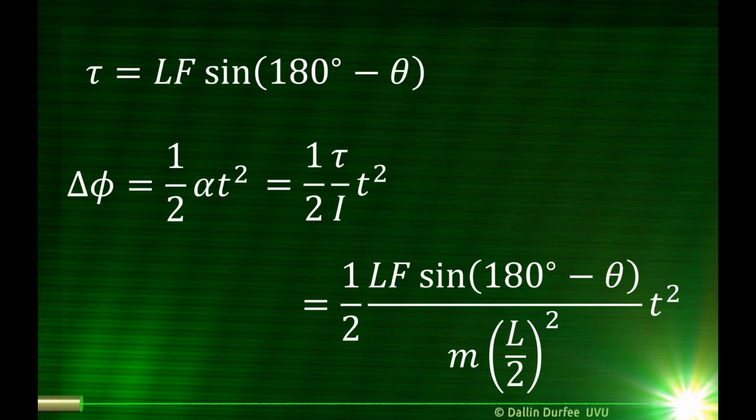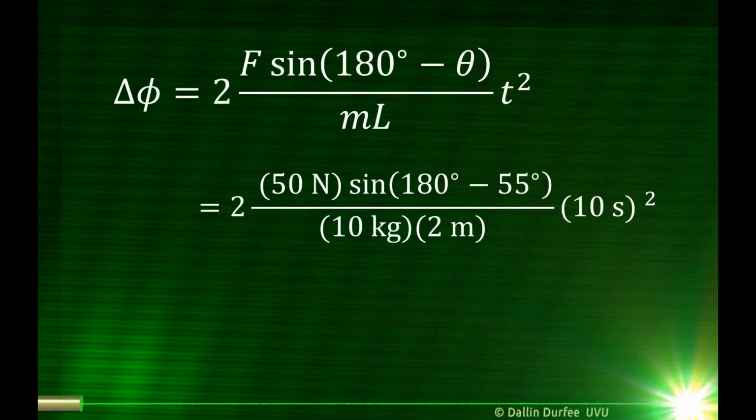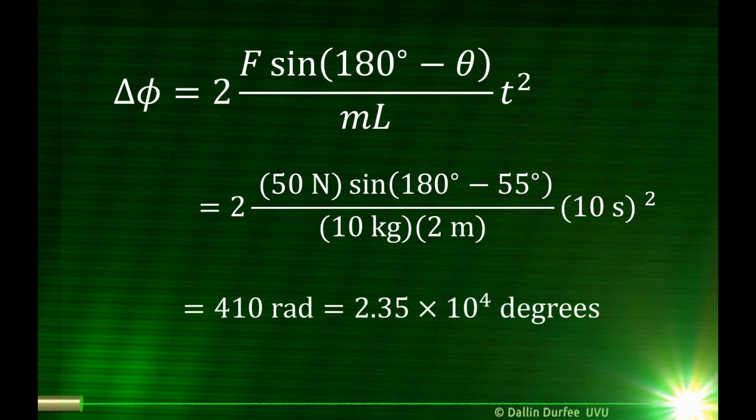We're just going to find the magnitude, and then we know it's going to go in the clockwise direction. All right, and so the torque is just LF sine of 180 degrees minus theta, and the moment of inertia is just m times (L over 2) squared. Then we can simplify that a little bit, and then we plug in our numbers, and we get our answer, which is 410 radians, or 2.35 times 10 to the 4th degrees, which is also 65 rotations plus 67 degrees. So it's 65 complete rotations plus 67 more degrees.